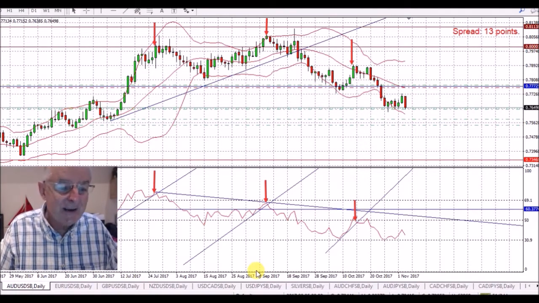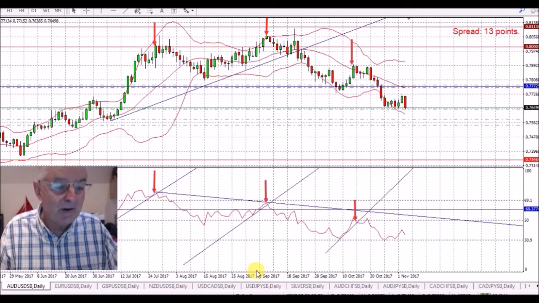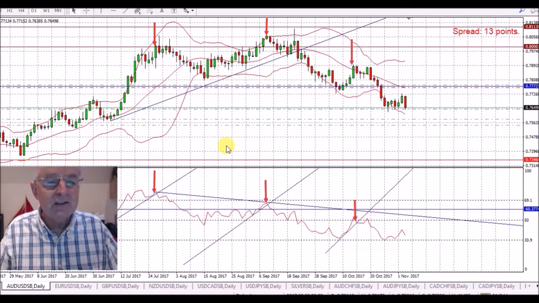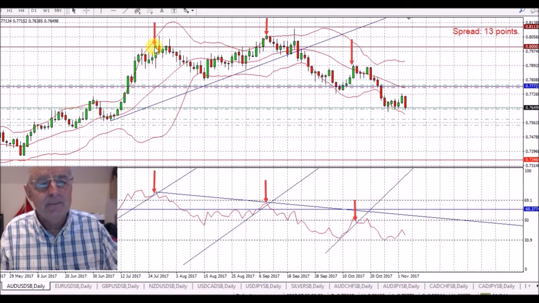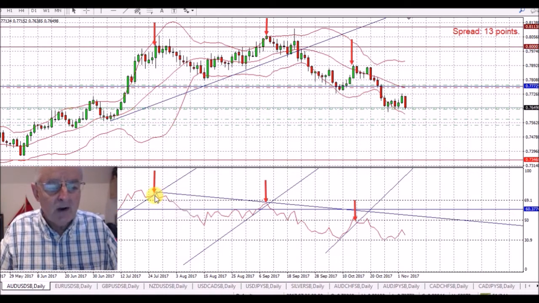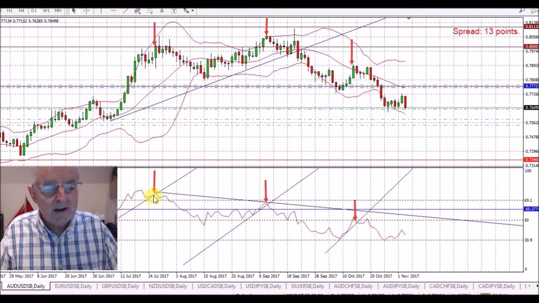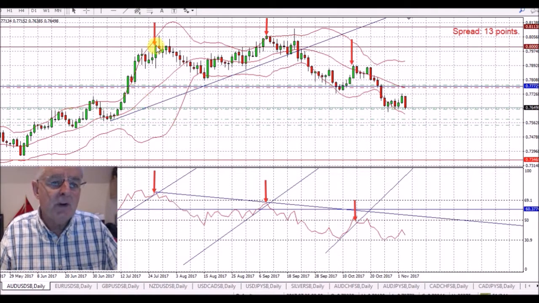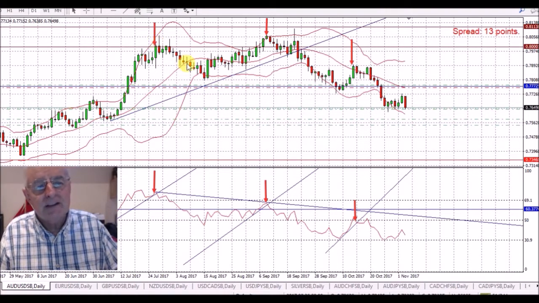Okay, so this is the Australian dollar US dollar chart for the same period, and we were looking for the Australian dollar to short against the US dollar, and from the RSI chart we put a trend line up, and when we got a break, we actually went short, and we got this nice move down here.